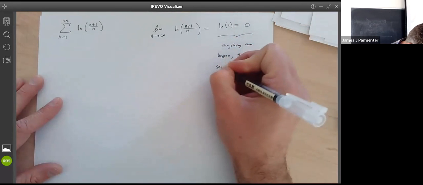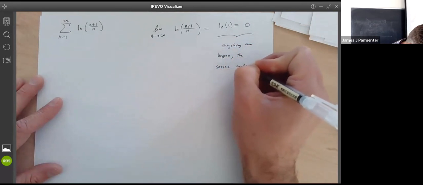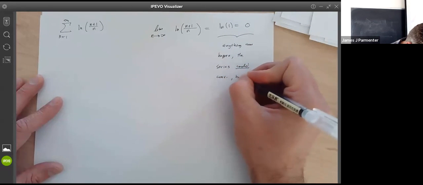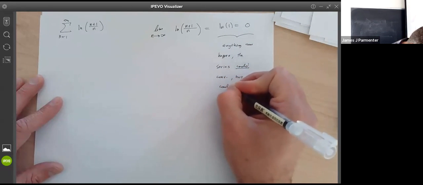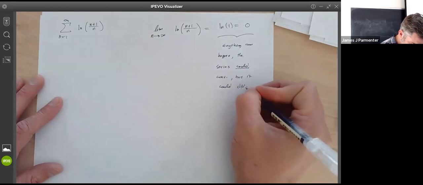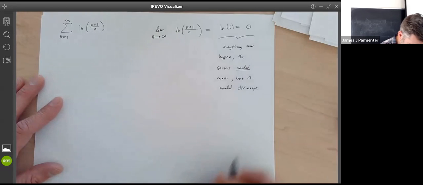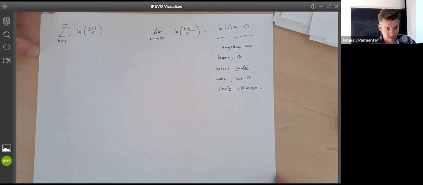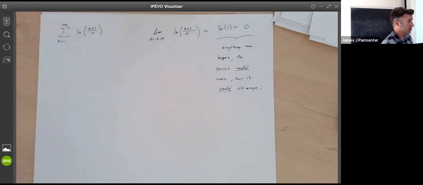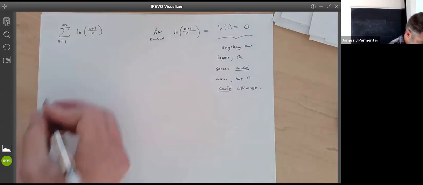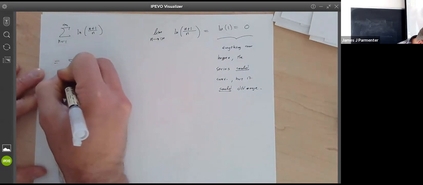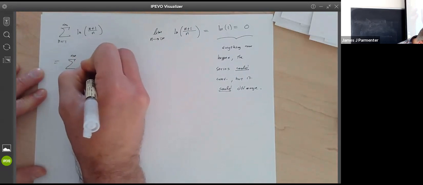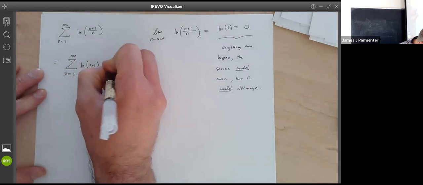The series could converge, but it could diverge. Okay. This is also actually an example of a telescoping sum. We're going to use a logarithm rule to rewrite this as the sum from n equals 1 to infinity of the natural log of n plus 1 minus the natural log of n.